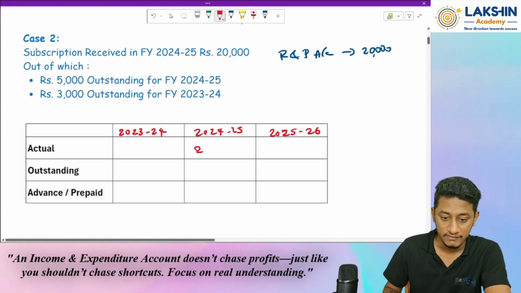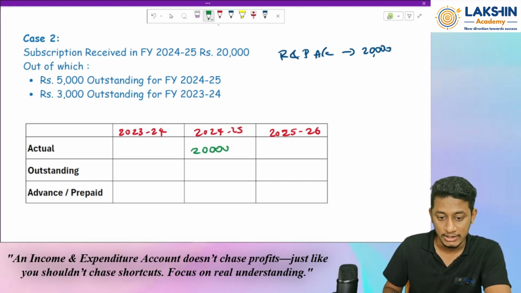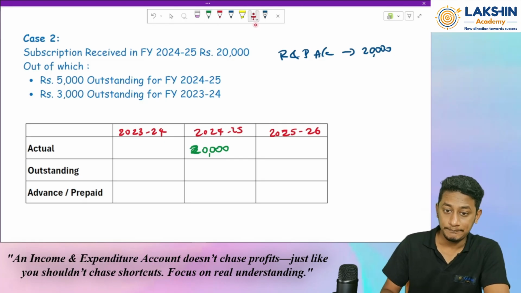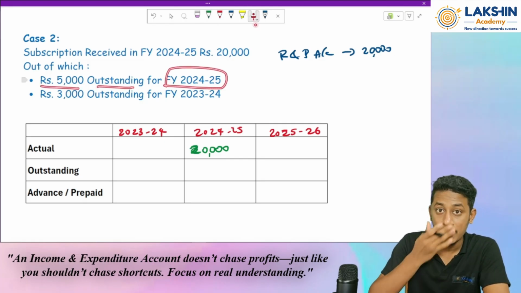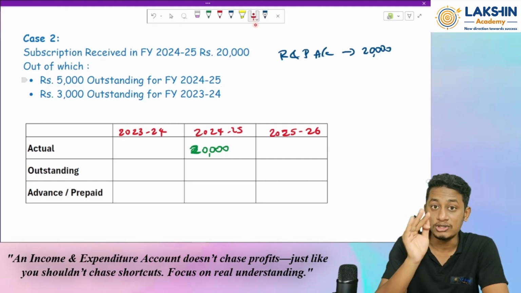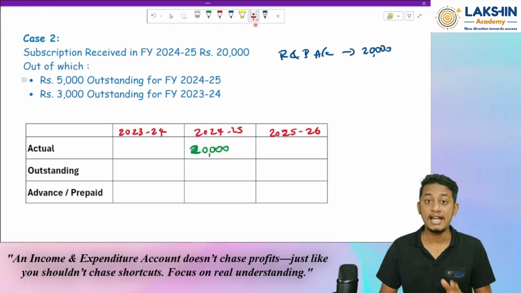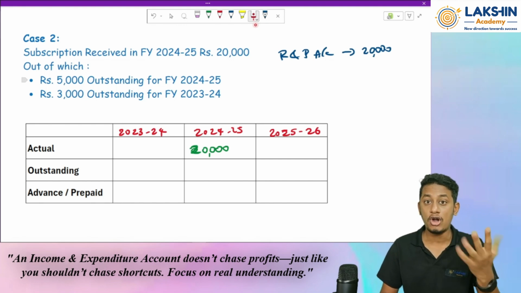Now what is the actual amount received? I have received 20,000 rupees over here. Let's mention it in a different color. Rupees 20,000 is actually received. Now, see. Rupees 5,000 is outstanding for FY 24-25. So whenever I say outstanding, what do you mean by this? That amount was supposed to be received, but it is not received. The amount was supposed to be received by me, but I have not received it.